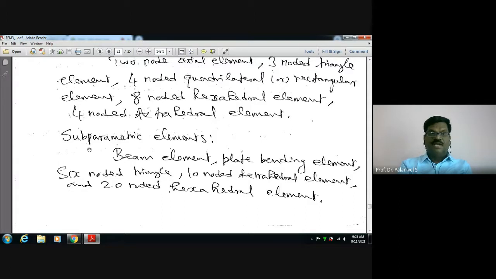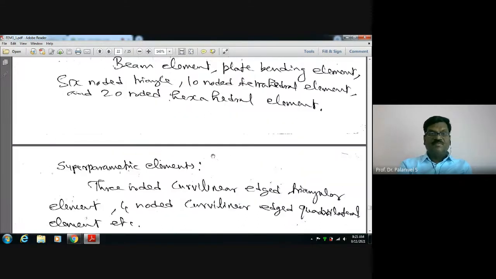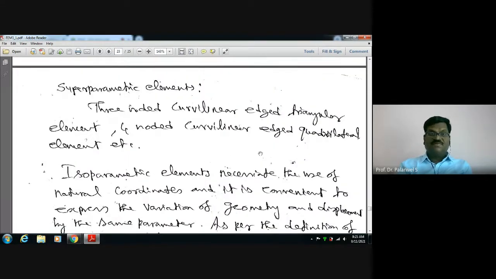Now, superparametric elements. The example for superparametric elements is the three-noded curvilinear-edged triangular element, and the four-noded curvilinear-edged quadrilateral element, etc. Even among linear elements there are curvilinear-edged elements. There are so many, because it is a vast area.